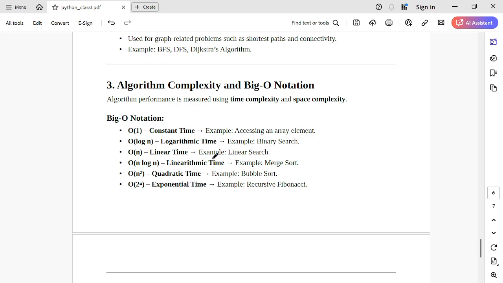Example, linear search. Big O of n log n, linearithmic time. That is, for example, merge sort. And big O of n squared, quadratic time. Example, bubble sort. And big O of 2 power n, exponential time. Example, recursive Fibonacci.